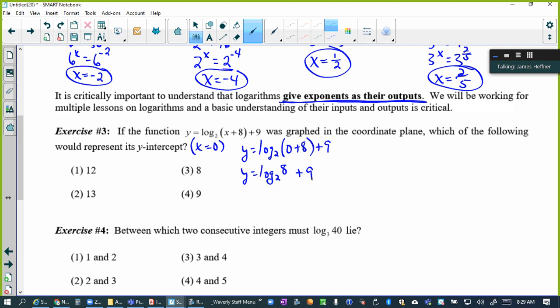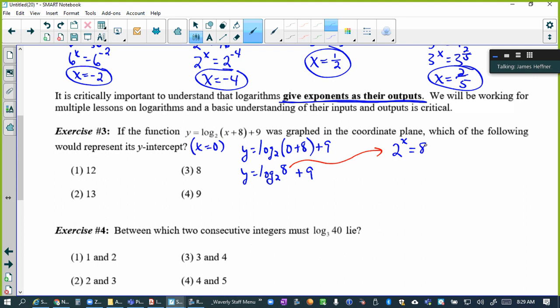Okay, so the log base 2 of 8, we were doing that kind of work up top here, weren't we? So let's just take a look at this, put it over here. This log base 2 of 8. Rewrite that in exponential form. What would it be? 2 to the x equals 8. Think about what we did up top.